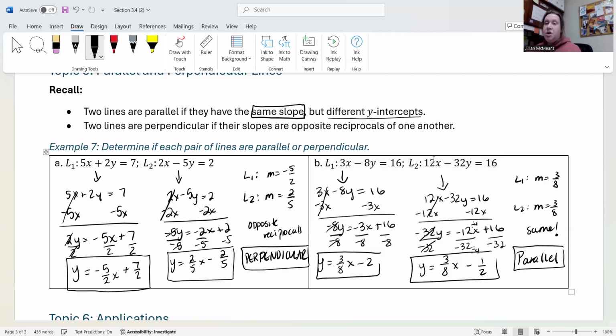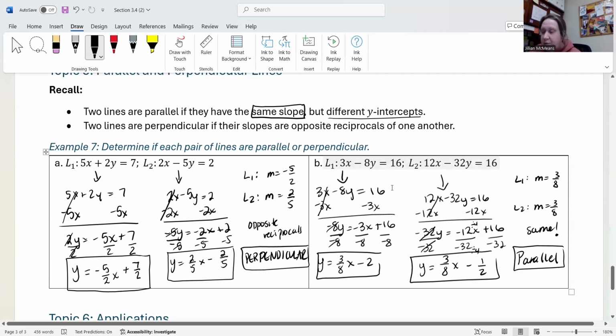Okay, so just know that yes, the slopes of the two lines matter. For lines to be parallel, they at least have to have the same slope. Just remember, they also have to have different y-intercepts. Perpendicular lines, it doesn't matter where they cross the y-axis, they just have to have opposite reciprocal slopes. Okay, so that's the first type of application.